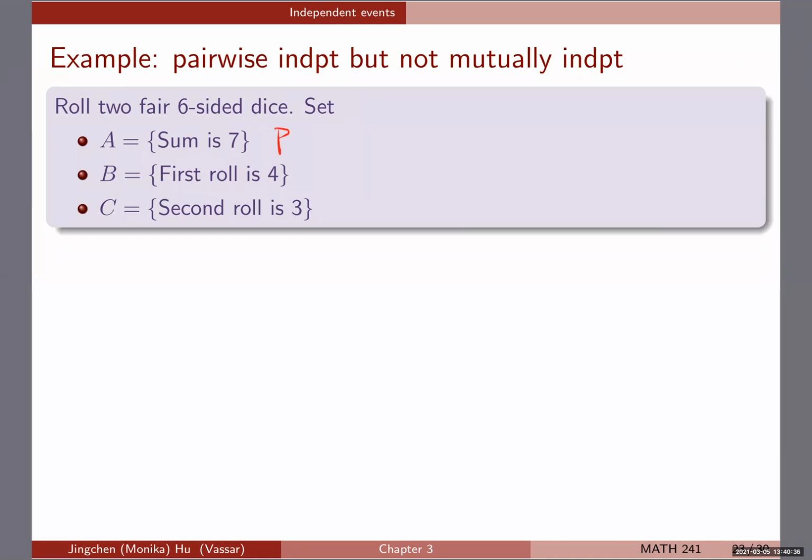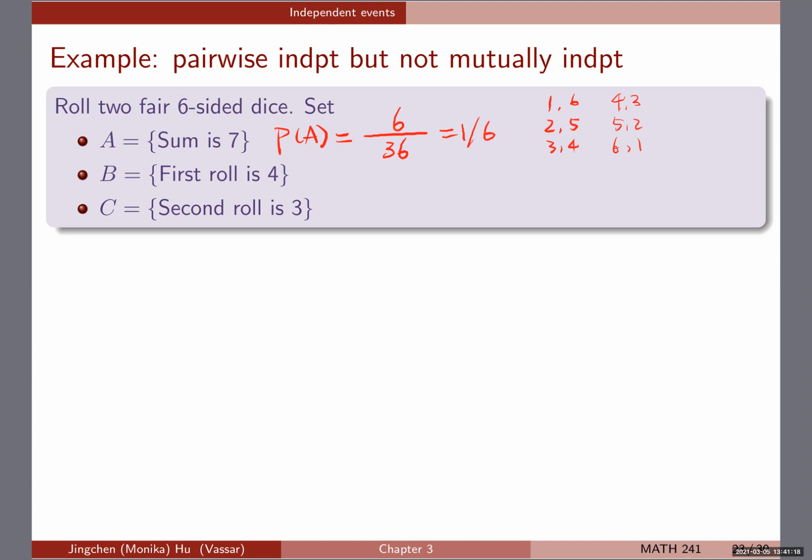So probability of A, the sum is 7. We know that we're doing two fair six-sided dice, so the total number of equally likely outcomes is 6 times 6, so it's 36. For the numerator, we have to list all of the possible outcomes: 1,6; 2,5; 3,4; but also 4,3; 5,2; and 6,1. If we count, the number of outcomes here is 6. So the probability of A is 1 over 6.